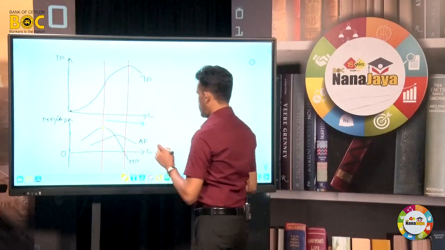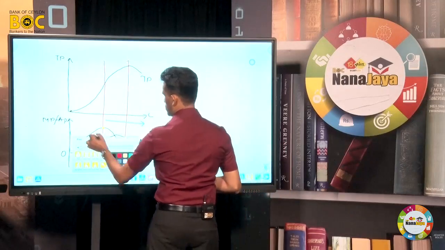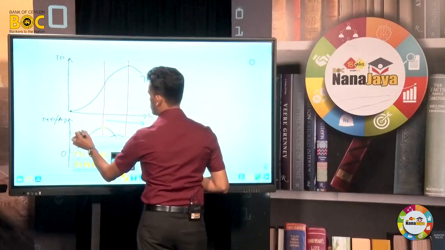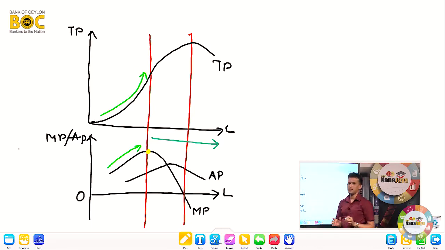At the stage where the marginal product curve of the firm being considered increases, the total product increases at an increasing rate. So during the stage where the marginal product increases, the total product increases at an increasing rate.